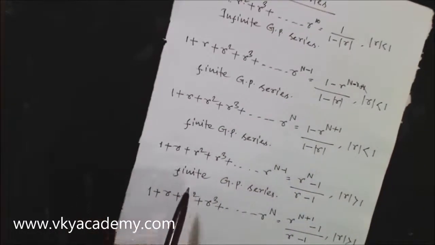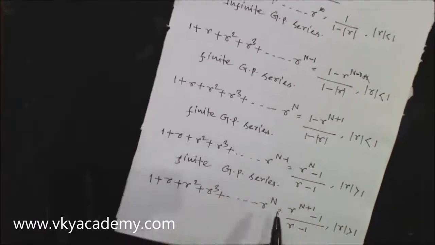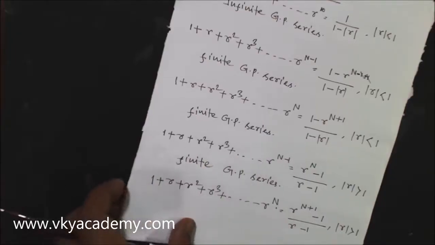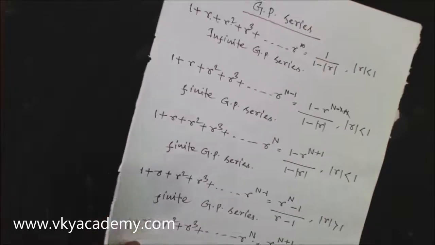Next, if mod r is greater than 1, then the GP series will converge at r to the power n minus 1 by r minus 1, if the highest value is n minus 1. And the last one is, if the highest value is capital N, or the GP series will start from 0 to n, then the formula will be r to the power n plus 1 minus 1 by r minus 1, provided mod r is greater than 1. So these are the few GP series formulas which are going to be used in our Z transform numericals.